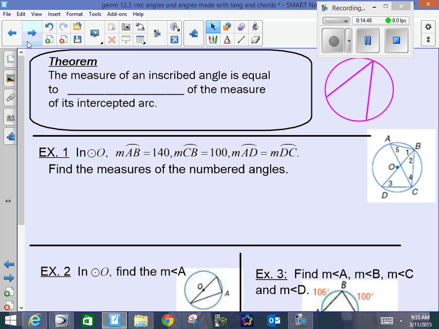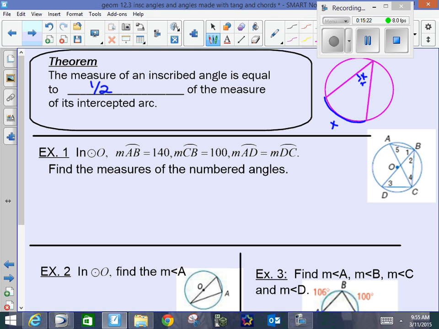So here is what Lindsay was asking about. This is what Mary figured out from the one example. The measure of an inscribed angle is equal to blank of the measure of its intersected arc. And what did we say it was? Half. The fraction 1/2 of the intersected arc. So if this intercepted arc is X, the angle is half of X.